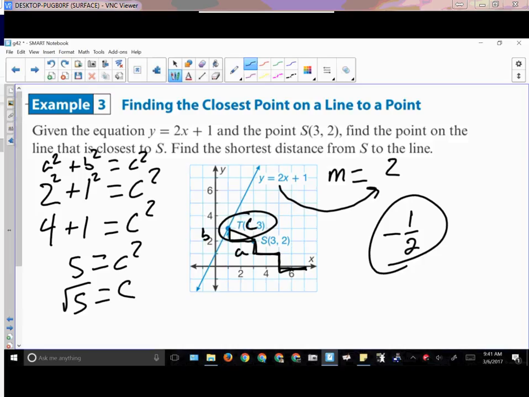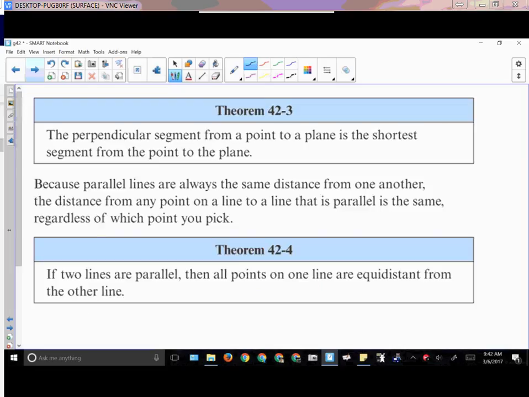So how far is it? Square root of 5 units. Nothing more that you can do with that. But leave it like that. Don't try and put it as a decimal number unless you are told. Okay. So, I'll give you a few moments to get those taken. All right.